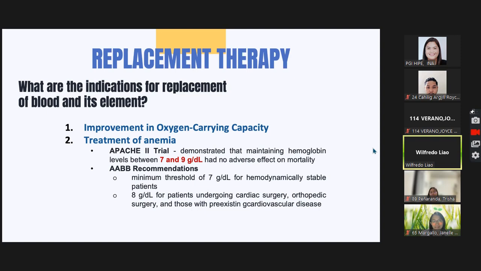Do not interpret the hemoglobin result in toto. You have to see the patient if the patient really needs blood. Because sometimes your hemoglobin is high, but the patient really needs blood. Okay? This is just a guide. Animo level of your hemoglobin. Okay, next.